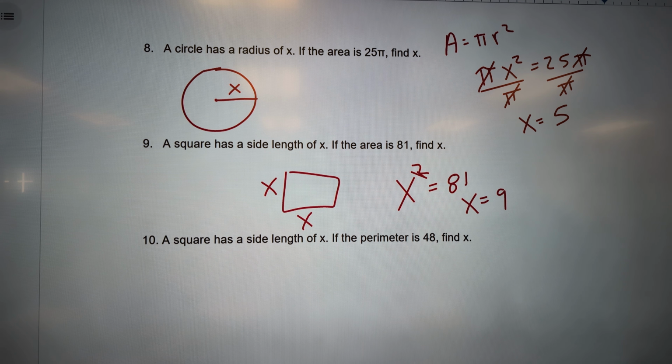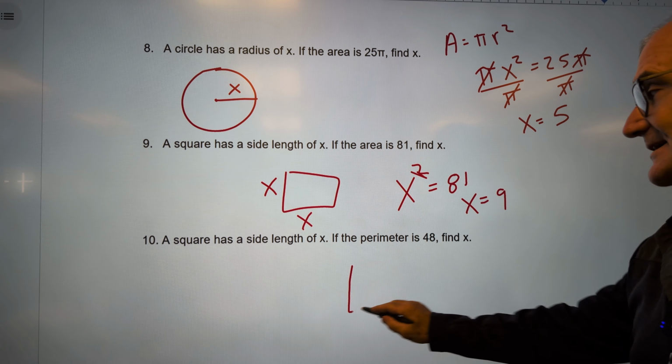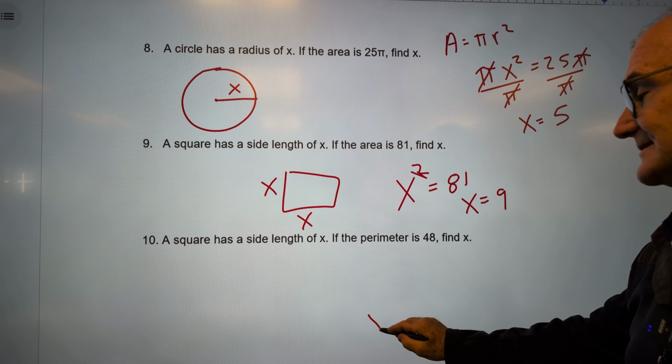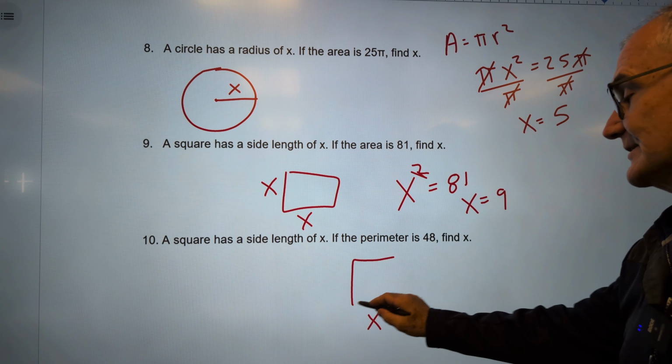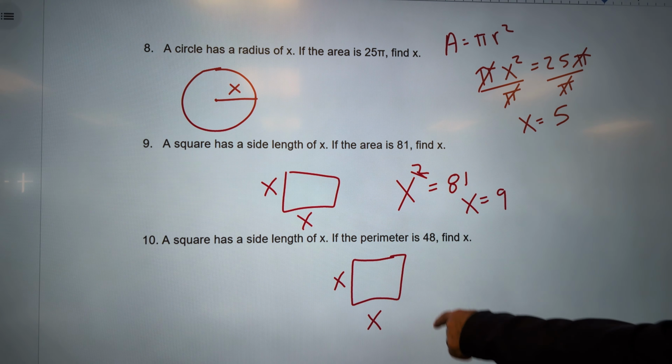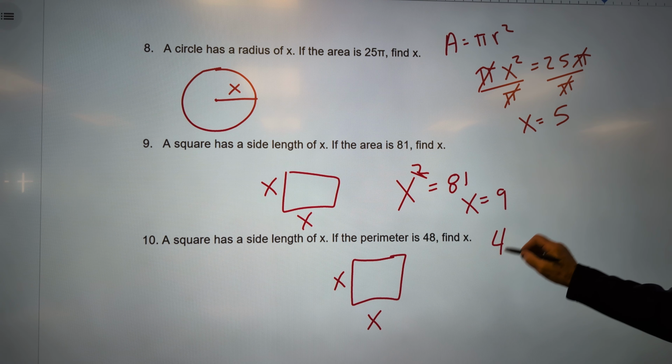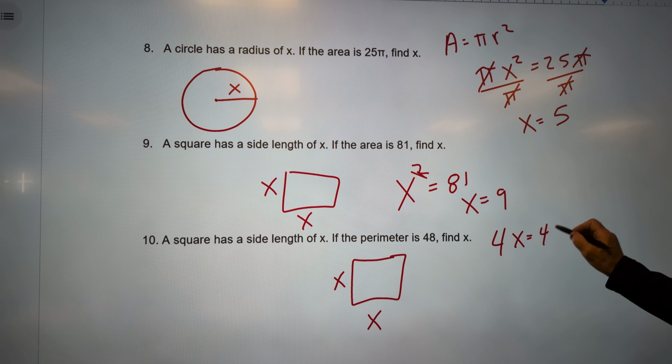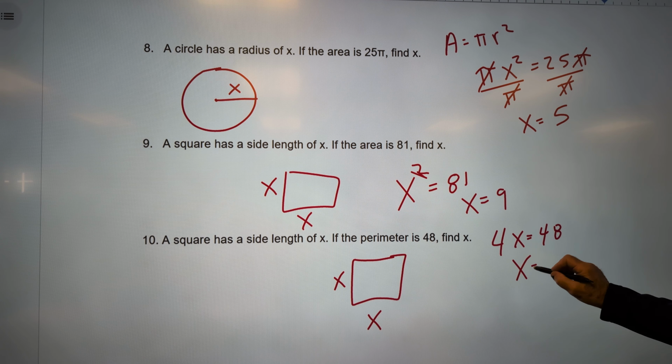And last one right here, number 10, a square has a length of x. The perimeter is 48. So that means x plus x plus x plus x. 4x is equal to 48. Divide both sides by 4. X is equal to 12.